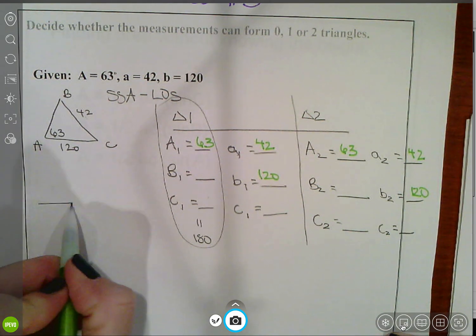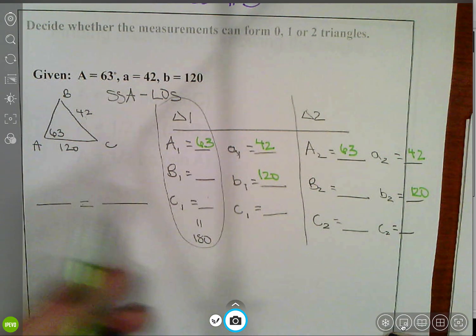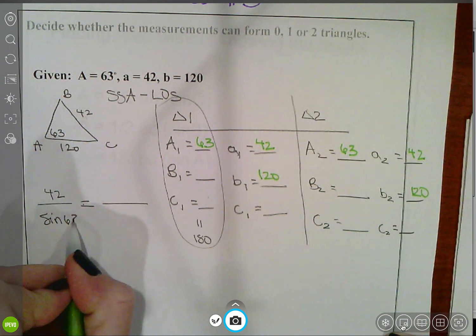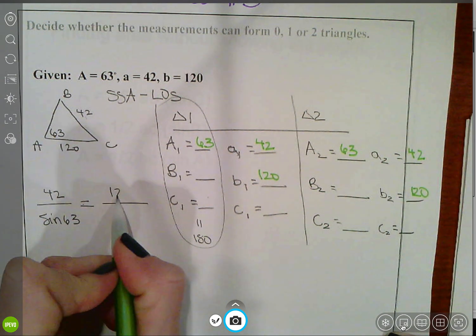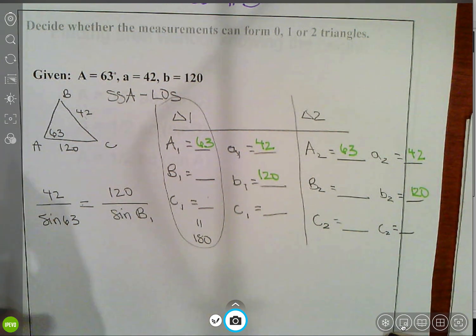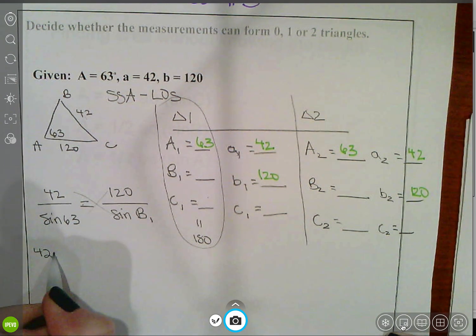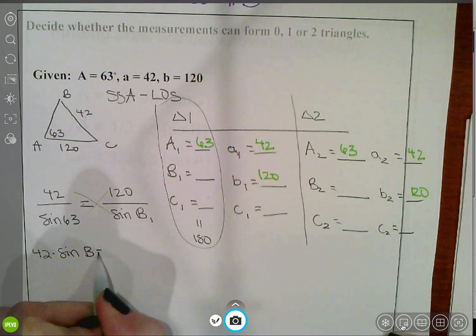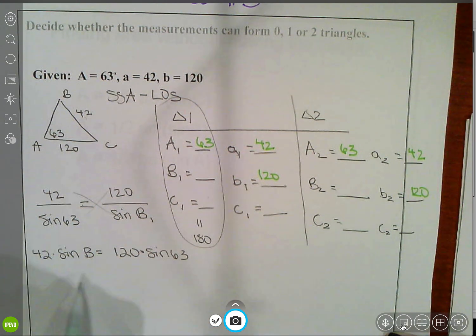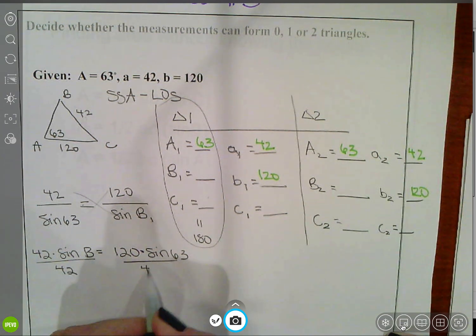So my law of sines here would say for my first fraction, I'm going to pick A because I have both the angle measure and the side length. So side length of 42 over the sine of angle 63, and then side length 120 over the sine of angle B. So when I cross multiply here, I've got 42 times the sine of angle B equals 120 times the sine of 63. To get that sine of B alone, since the 42 is multiplying it, I will divide.